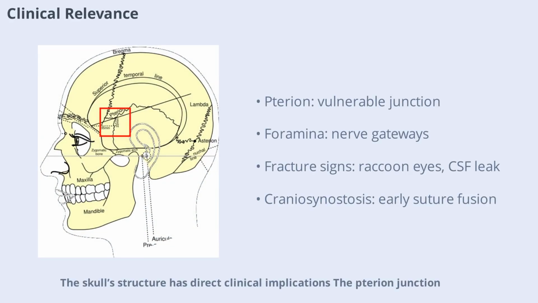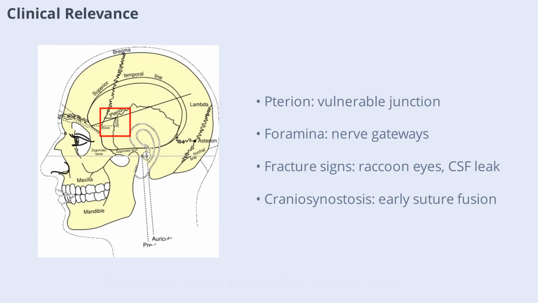Skull structure has direct clinical implications. The pterion, where the frontal, parietal, temporal, and sphenoid bones meet, is the thinnest part of the skull and highly vulnerable to trauma. Injury here can damage the middle meningeal artery, leading to epidural hematoma. Skull foramina serve as gateways for nerves and vessels, such as the optic canal for the optic nerve and the foramen magnum for the spinal cord.